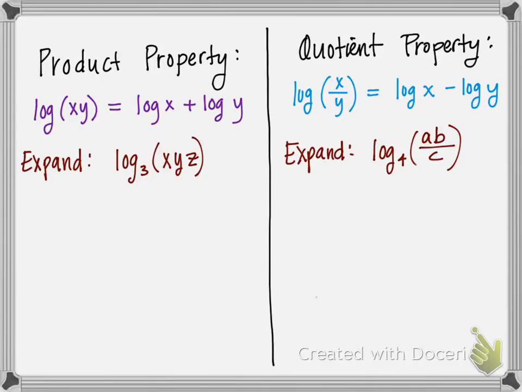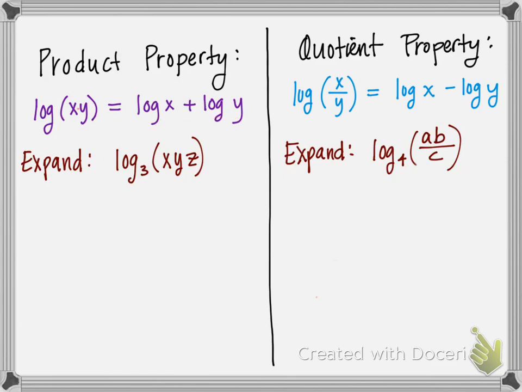In this example, we're going to be using the product property of logs and the quotient property of logs to expand an expression. The product property says if you're multiplying terms on the inside of the argument, you can expand them as multiplication, separating each term in its own log.